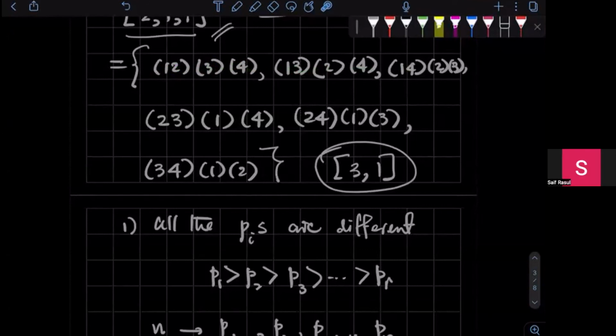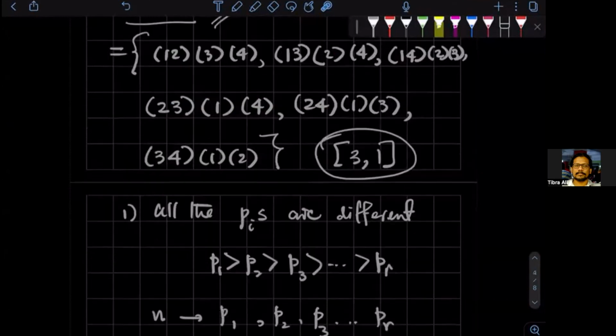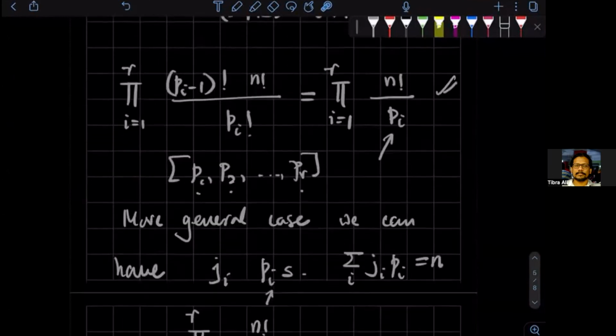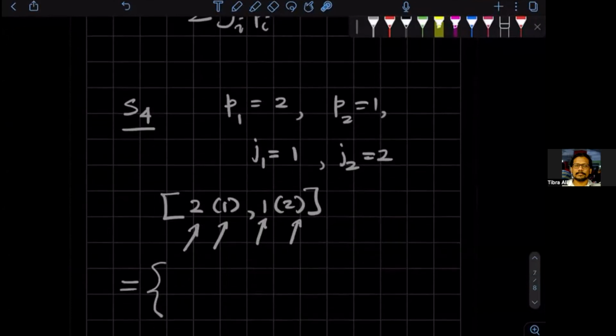So I see. Here, we already calculated manually that this is going to be a set of size 6, right? And what we did here is that we have actually figured out a master formula for the size of this set.